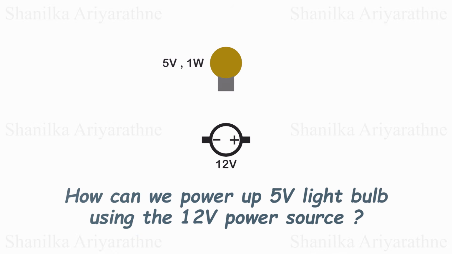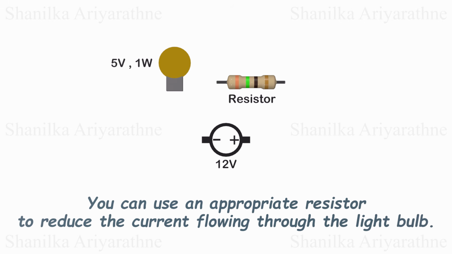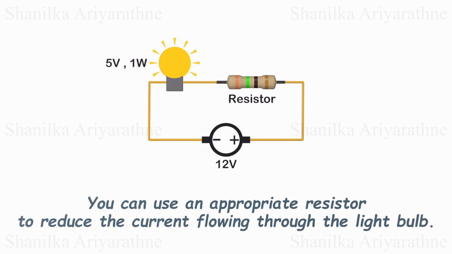How can we solve this situation without changing the power source or the light bulb? This is where the resistor comes in handy. You can use an appropriate resistor to reduce the current flowing through the light bulb. By adding a resistor in series with the light bulb, you can drop the excess voltage and protect the light bulb from damage. To select the appropriate resistor, you need to calculate the resistance needed to drop the voltage from 12 volt to 5 volt.